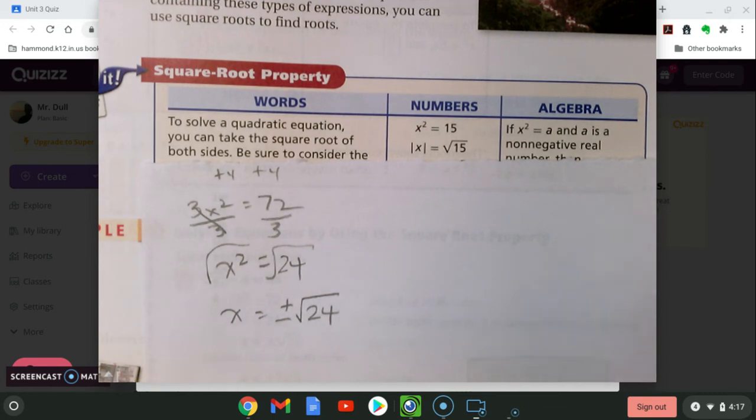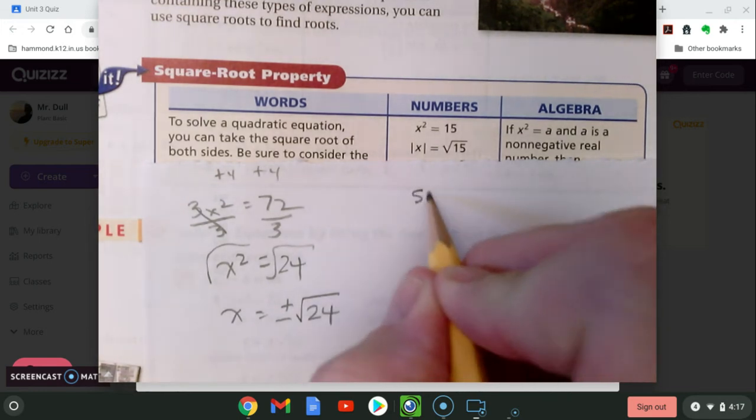Now, I can't leave it like this, okay? And we're not going to put this into our calculator. I don't want a decimal number here. I want to simplify this radical using the rules that we've learned. So how does that happen?